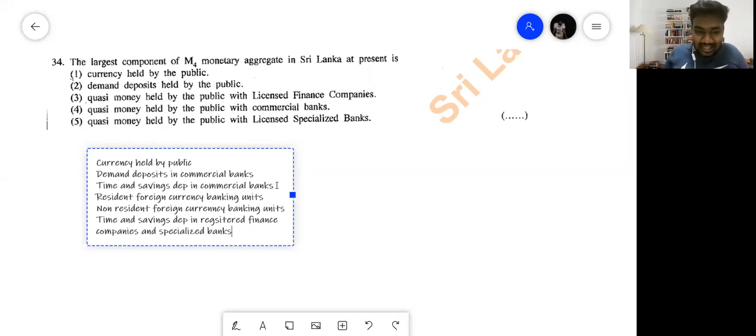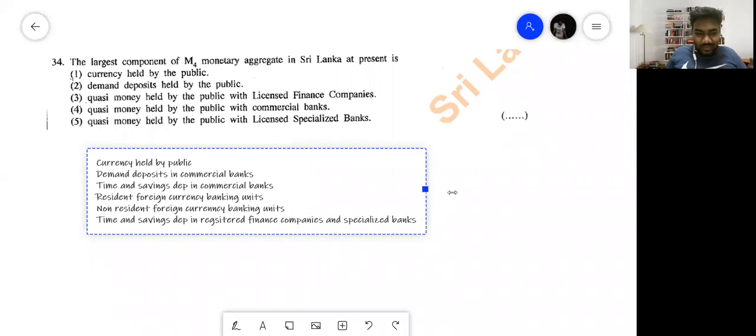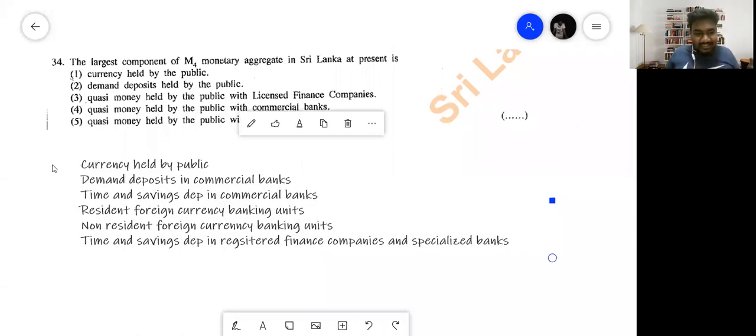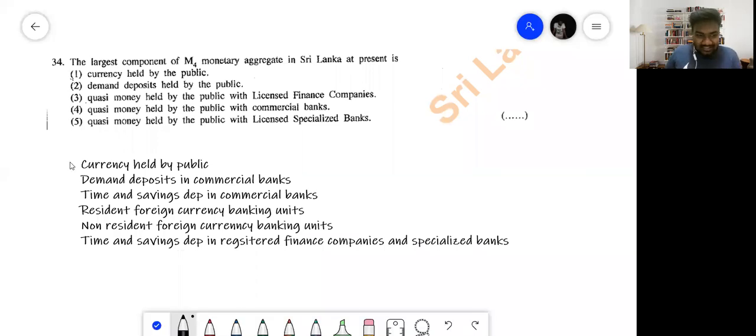So in the question they're asking, from these things, which one is the biggest component? The largest component from these is what? Is it currency held by public? Is it demand deposits? Is it time and savings deposits in commercial banks, or what? Please, the biggest component is this. It's the time and savings deposits in commercial banks. Now, even if you look at us, I'm sure most of you also have a small account somewhere. That's a savings account, right? Almost everyone has a savings account. So it's the time and savings deposit that's the biggest component.